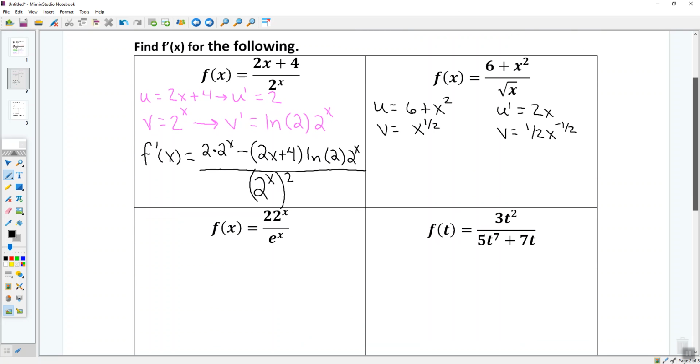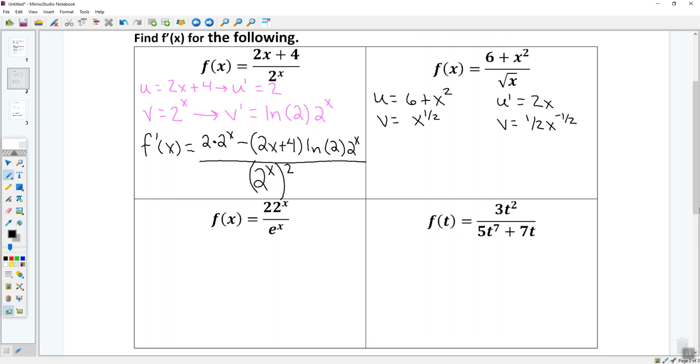All right, here we go with f prime of x. F prime of x: u prime times v. 2x times x to the 1 half. Is it okay if I change that x to the 1 half back to root x? Yeah. You guys okay with that?